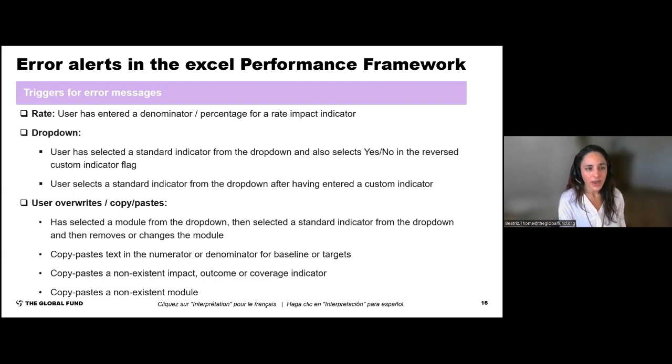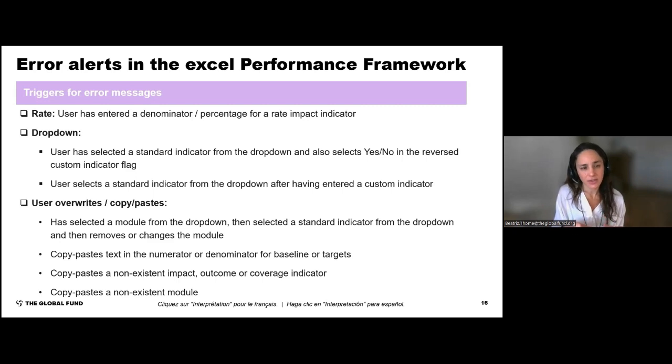So a few error alerts that we'll have in this new performance framework file. Here we list a few of the triggers for the error messages to pop up, and in the following slide, we'll look at how the pop-ups will appear in the file. For example, if it's a rate indicator where we should only add the numerator, and the user has entered a denominator or a percent for that type of indicator, this will trigger an error message.